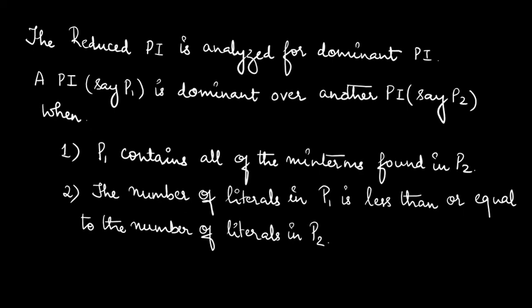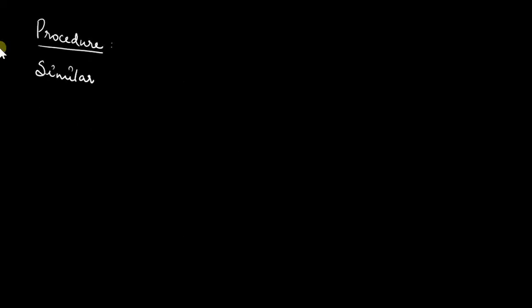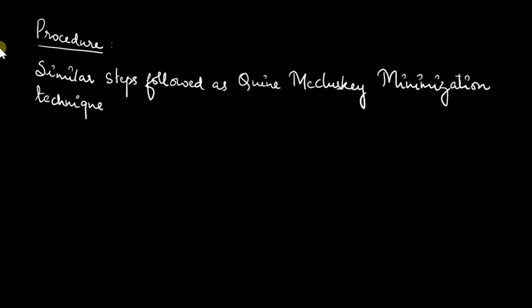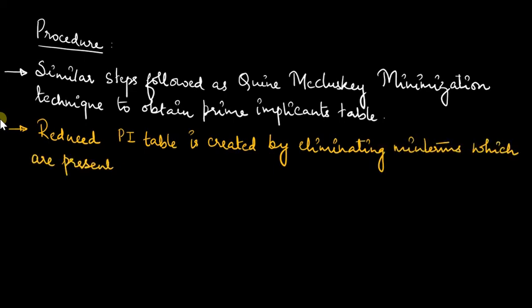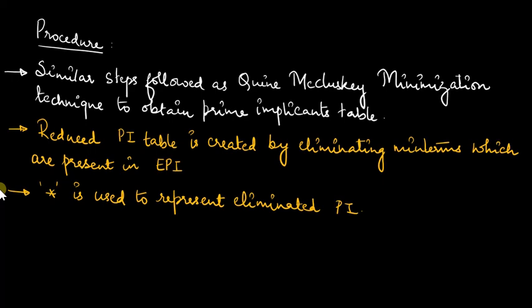Coming to the procedure for implementation, it remains similar to that of the Quine-McCluskey method. You have the first 5 steps that have to be implemented, and after that you obtain the reduced prime implicant table, which is created by eliminating the minterms present in the essential prime implicant. You place a double star to represent a dominant prime implicant, and you eliminate that particular prime implicant.